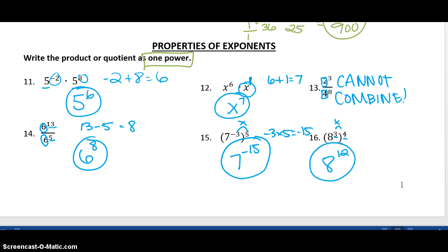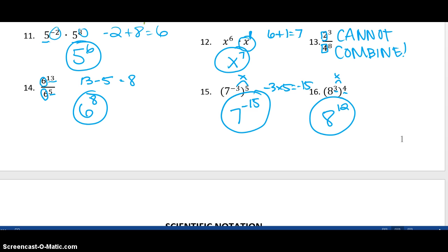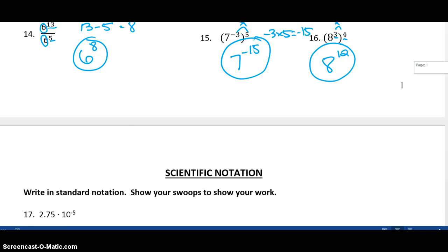Now we have a few different properties we have to remember. When multiplying numbers with the same base, we add our exponents. Dividing numbers with the same base, we subtract our exponents, and raising a power to a power, when those two are next to each other like in 15 and 16, we multiply those two numbers together.